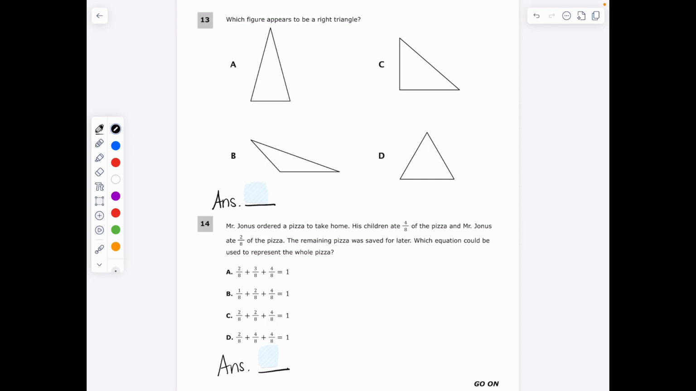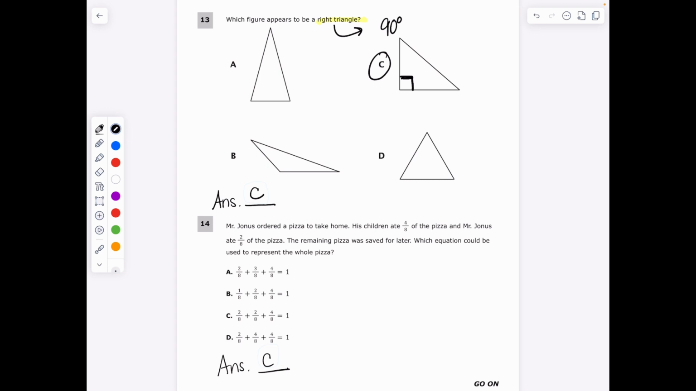All right, we got another geometry and a fraction problem for number 13. The answer is C. And for 14, the answer is also C. All right, let's go into 13 first. Which one is a right triangle? And as soon as I see a right triangle, I know it means that 90-degree angle has to be somewhere. And this is the only one that has a right angle because it has those two perpendicular lines that make a nice 90-degree corner angle.